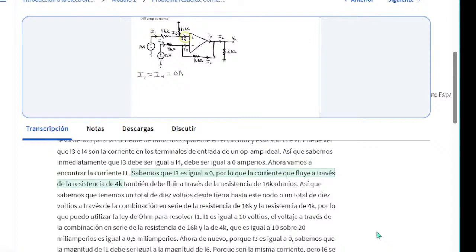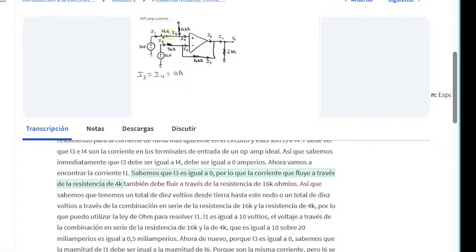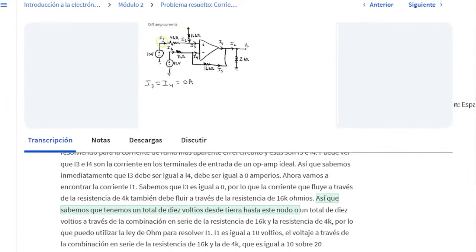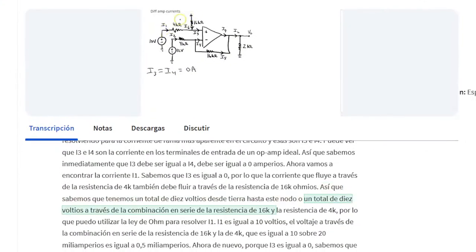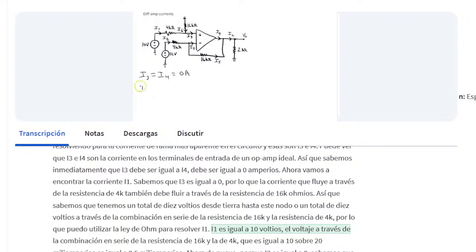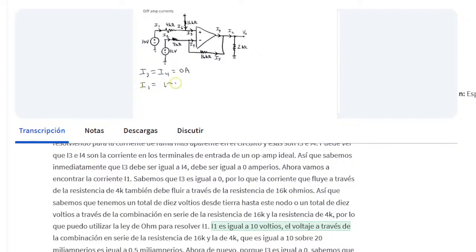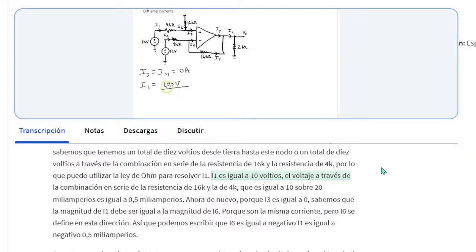We know that I3 is equal to 0, so the current that flows through the 4K resistor must also flow through the 16K ohm resistor. So we know that we have a total of 10 volts from ground to this node, or a total of 10 volts across the series combination of the 16K resistor and the 4K resistor. So I can use Ohm's law to solve for I1. I1 is equal to 10 volts, the voltage across the series combination of the 16K and the 4K resistor, which is equal to 10 over 20 milliamps is equal to 0.5 milliamps.